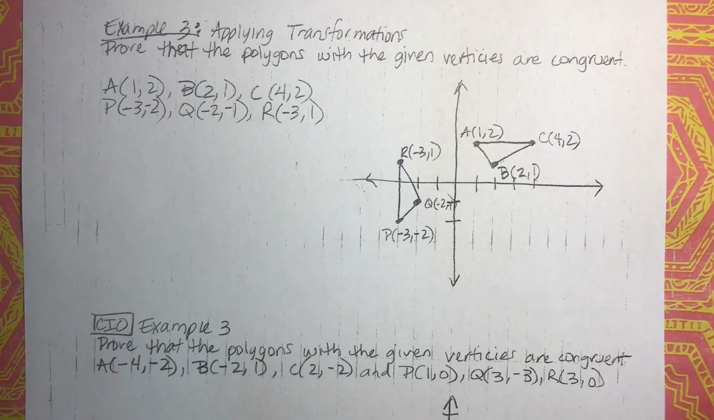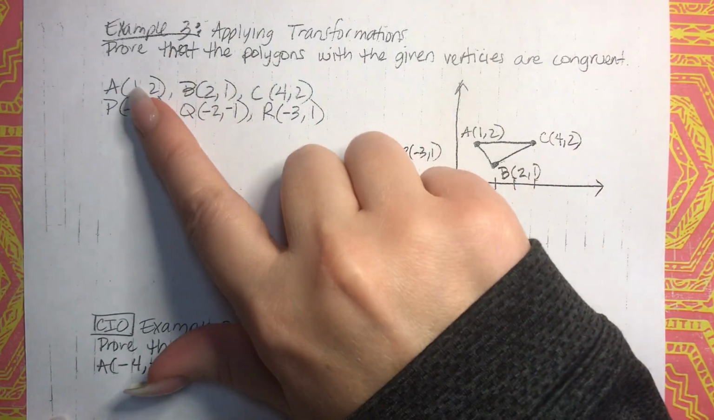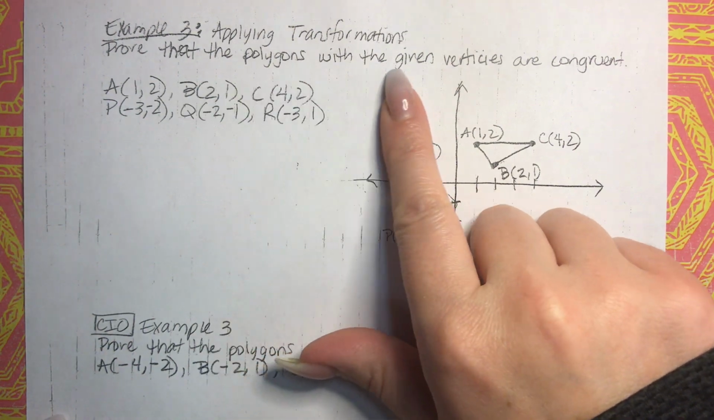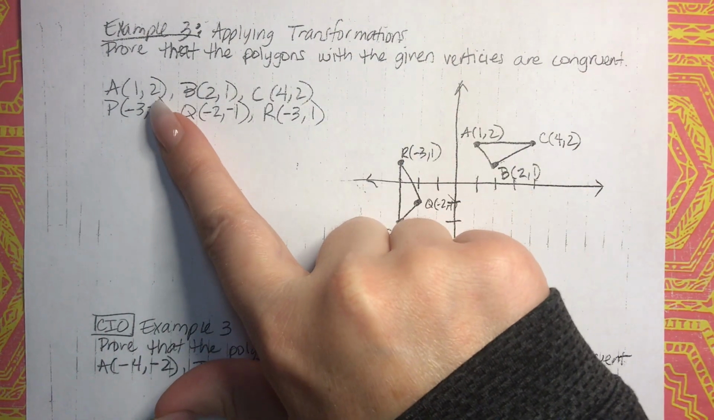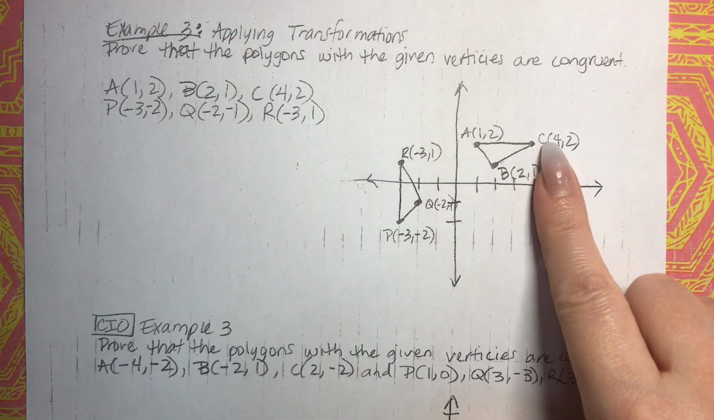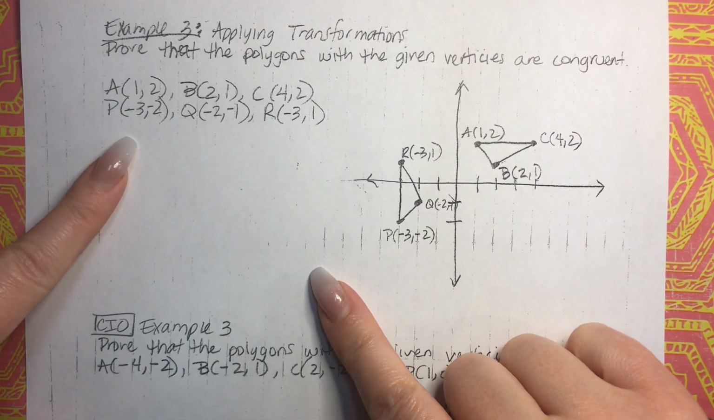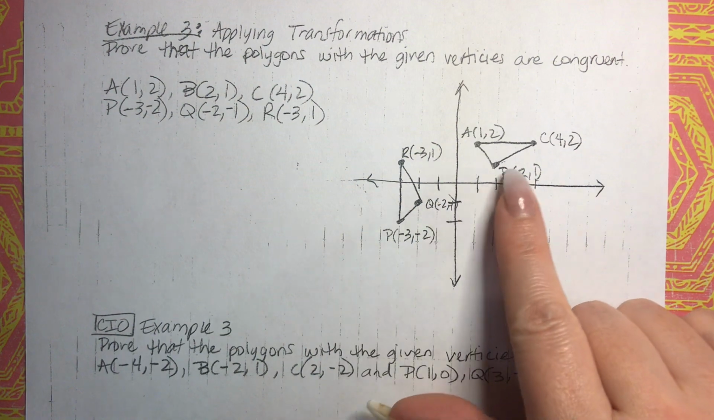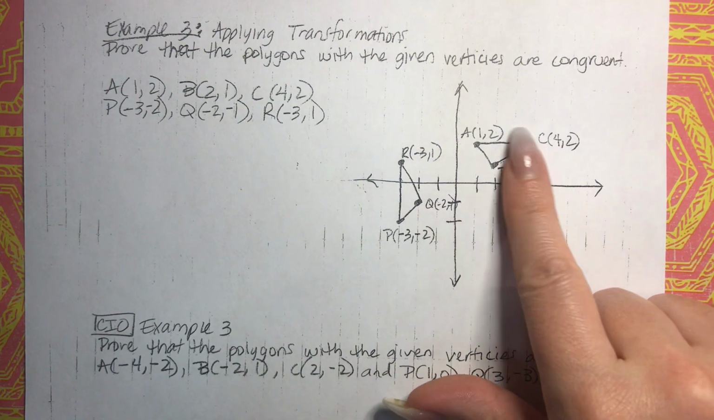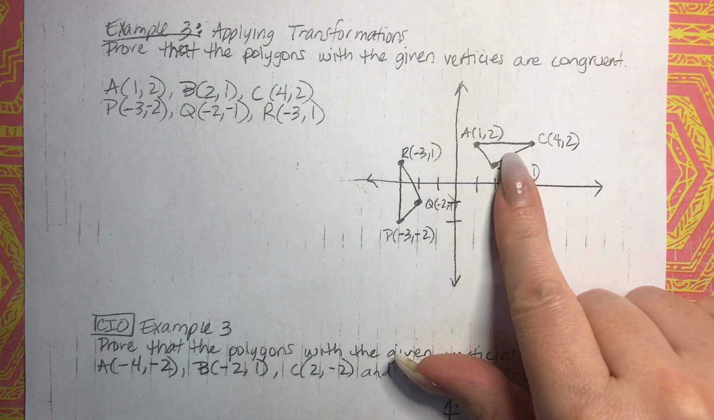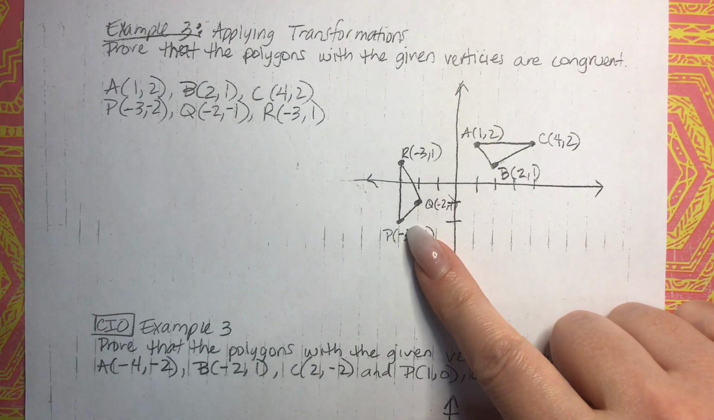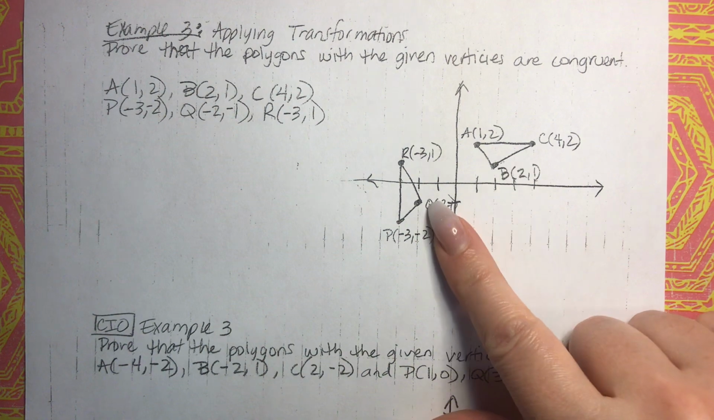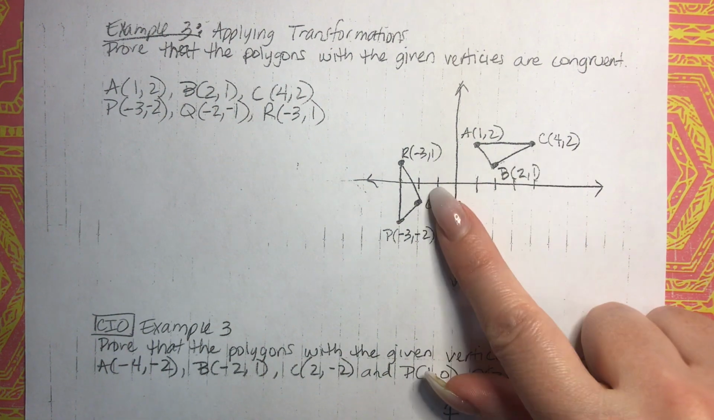All right, let's look at example 3. So what we're going to do here is prove that polygons with given vertices are congruent. Okay, so we have the vertices A, B, and C here. And then we have the vertices P, Q, R, which are here. So this is what our pre-image is, and something's happening to transform it into this image. But we want to see, are they congruent?